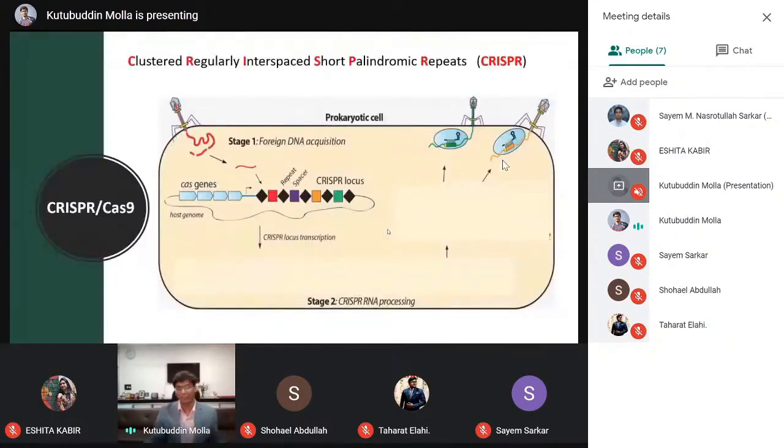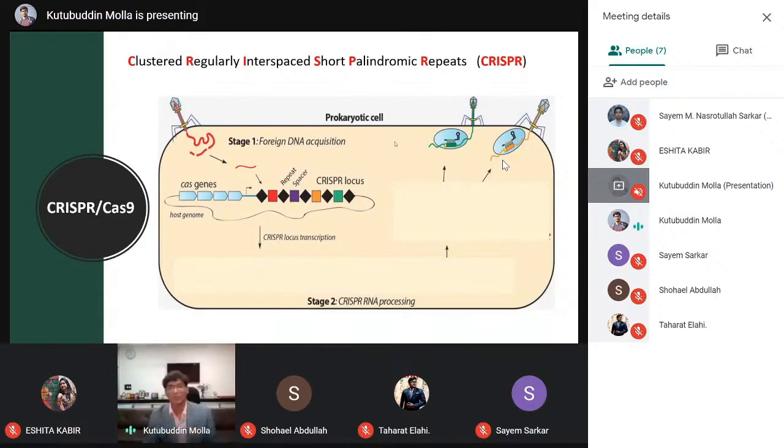Now comes the simpler one, that is CRISPR-Cas9. And this CRISPR-Cas9 actually came from a bacterial immune system. It stands for clustered regularly interspaced short palindromic repeats. Why is it so? If you consider this yellow box as a bacterial cell, we know that bacteria are obviously pathogenic to humans and plants. They cause many diseases, as I just told you that Xanthomonas oryzae causes bacterial blight of rice.